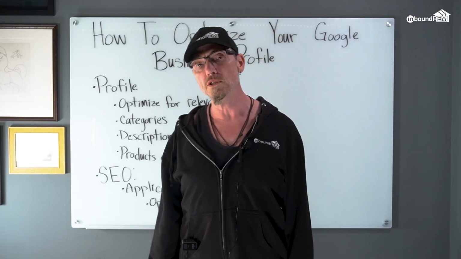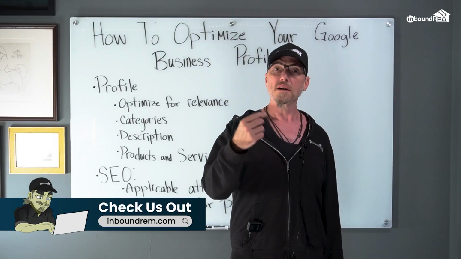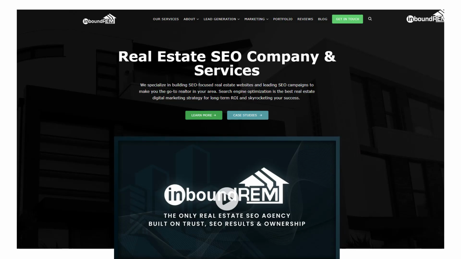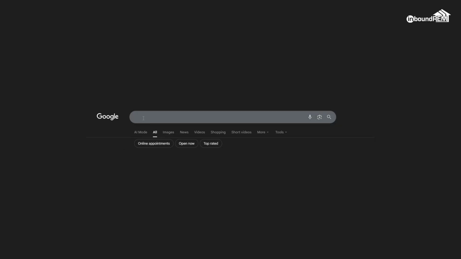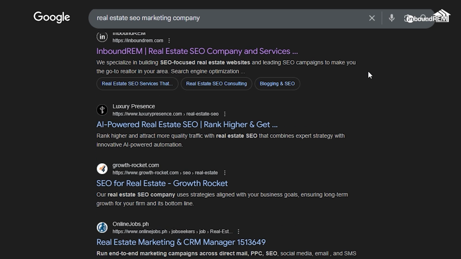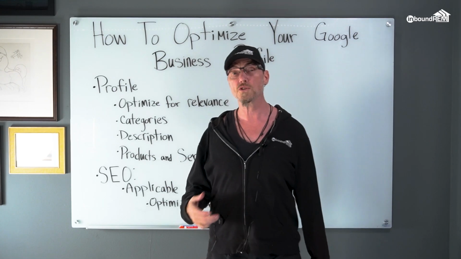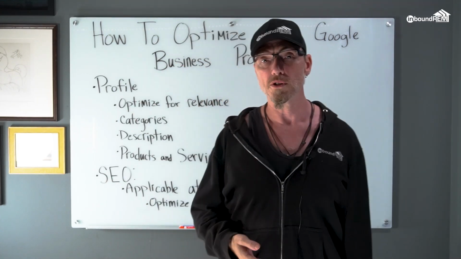Well, if you don't already know me, you can look up InboundREM, you can look up real estate marketing company, and you will likely find me. You can look up real estate SEO marketing company. I rank for all those searches, and if you're in Los Angeles, I definitely rank for those searches. You'll find that I beat Ylopo, I beat Luxury Presence, I beat Agent Image, and these are companies that are 20 to 30 times my size with massive budgets.